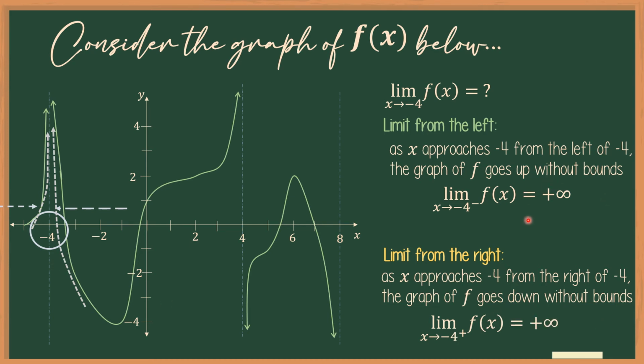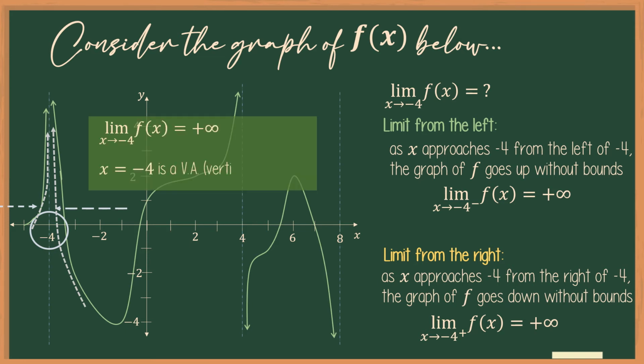Okay, again, when we have infinity as our limits, we know that the limit does not exist. But for this case, since both the left-hand and the right-hand limits are positive infinity, we say that the limit does not exist, but we know that the limit of f of x as x approaches negative 4 is positive infinity. And again, we have a vertical asymptote.